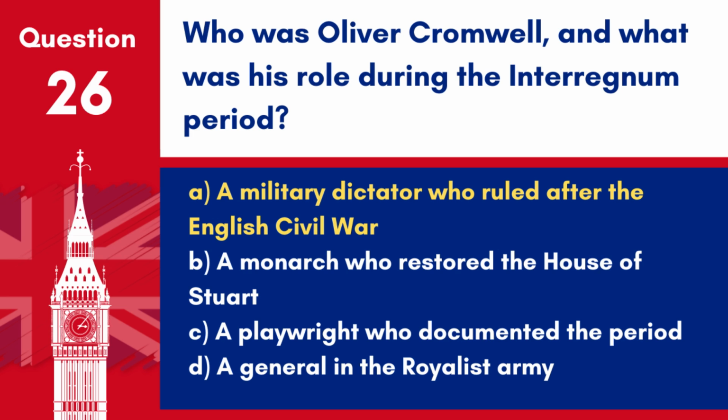Answer: A. A military dictator who ruled after the English Civil War. Oliver Cromwell was a key figure during the interregnum, serving as Lord Protector and ruling as a de facto military dictator after the execution of Charles I and the abolition of the monarchy.